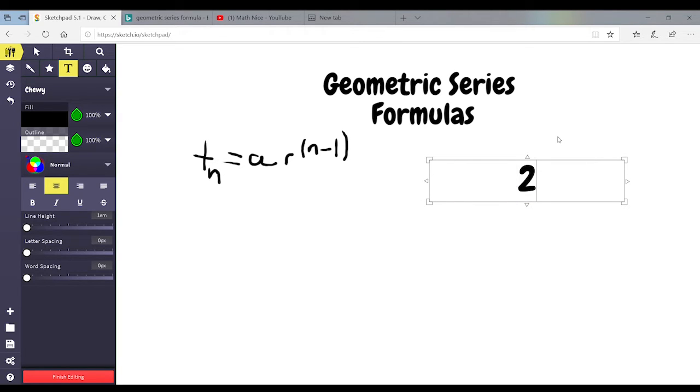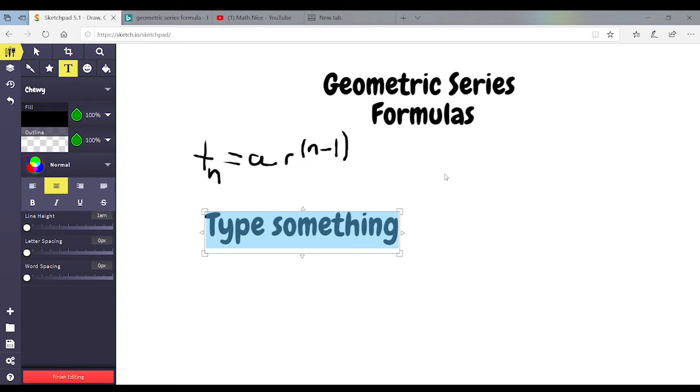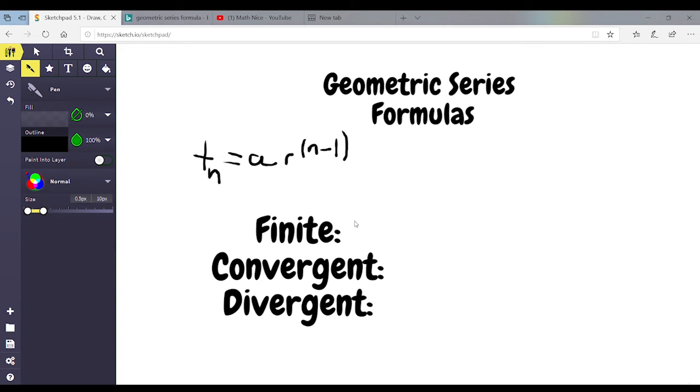So now let's go to S sub n. Now S sub n is different for the three types of geometric series. So first type, finite. Second type, convergent. That's the first one of the two infinite. And divergent. That's the third one. So there are three types. So for finite, S sub n will equal a times r to the n minus 1 over r minus 1.